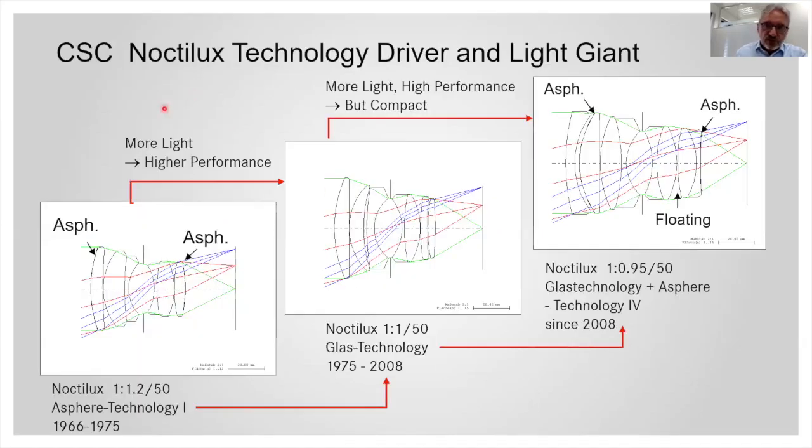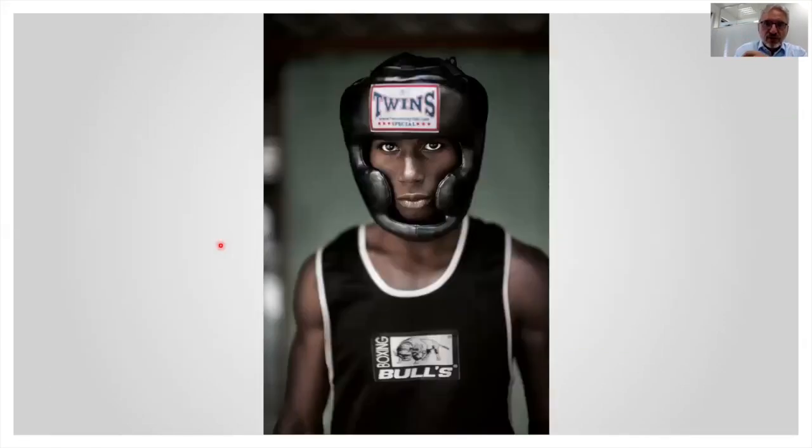And this is another presentation: Noctilux, technology driver and light giant. The Noctilux always was a light giant and a technology driver. These systems forced us to do the next step. How can we improve? Which step do we need, and so forth. And why are we doing this? For what? Taking pictures like this, and this is always the reason why.